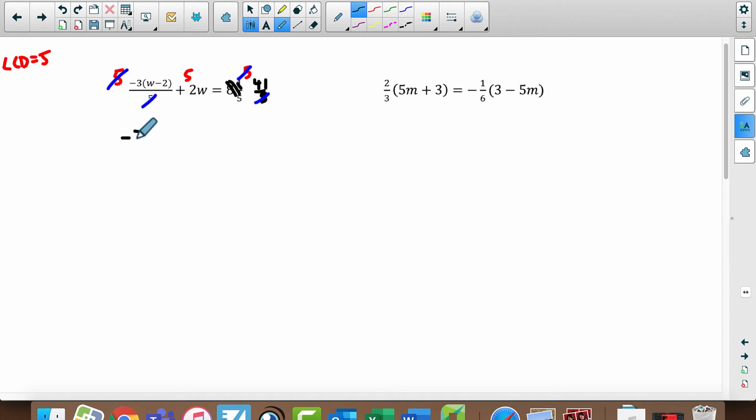We're left with negative 3w minus 2. Then we have this 5 times 2w, which is 10w. And over here, the only thing we have left is 41. Great. So we got rid of the fractions. That was the first step.